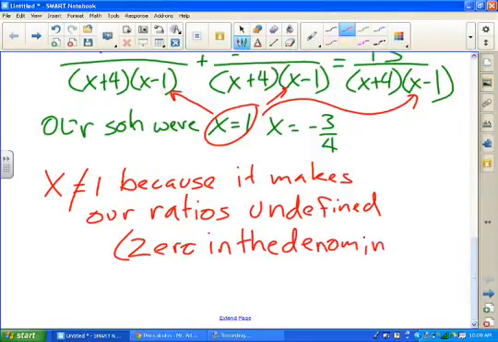So our only real solution that we can consider to be a solution to this rational equation is x equals negative 3/4. And that's pretty much it. That's all you have to do for all of your homework.